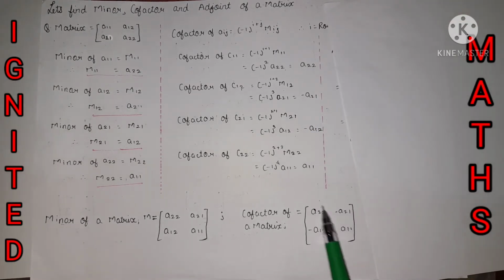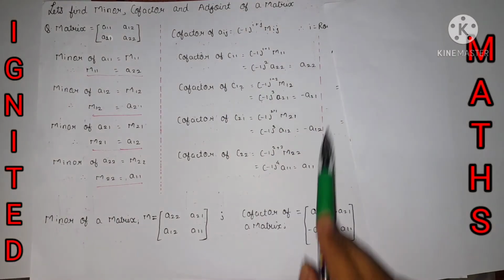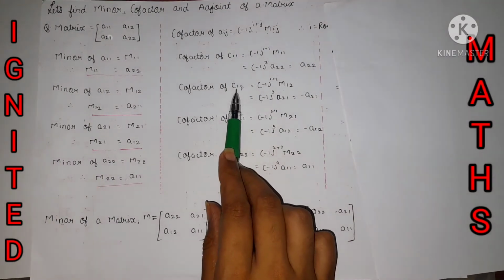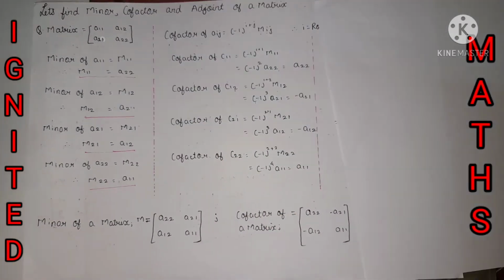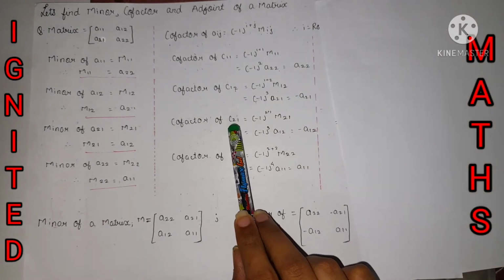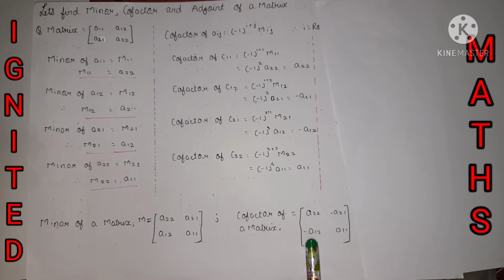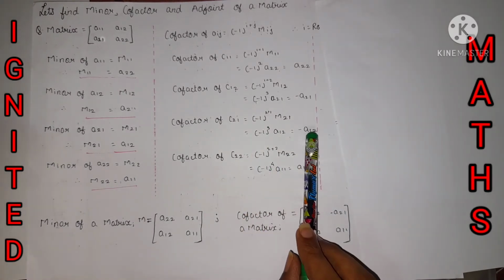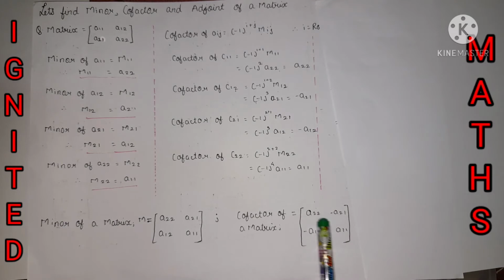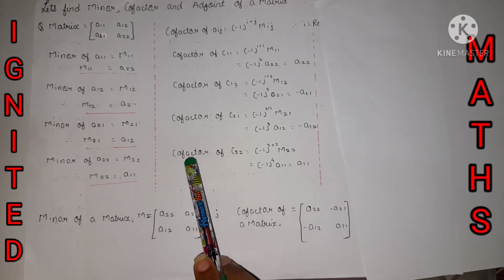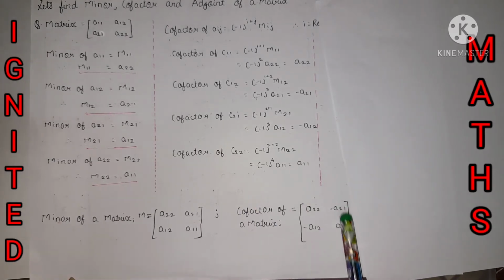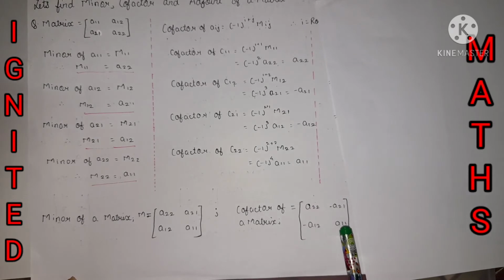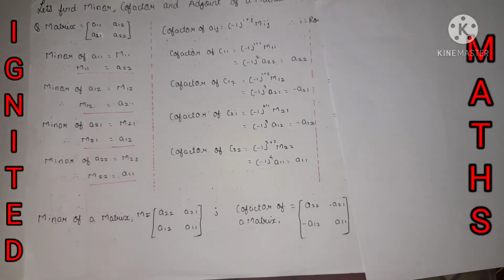First row first column is C11, which is A22. First row second column, C12, is minus A21. The cofactor C21 represents the second row first column, and the answer we got is minus A12, as we have written over here. At last but not least, the cofactor C22 represents the second row second column, and we got the answer as A11. Now we have completed the minor section and the cofactor section.